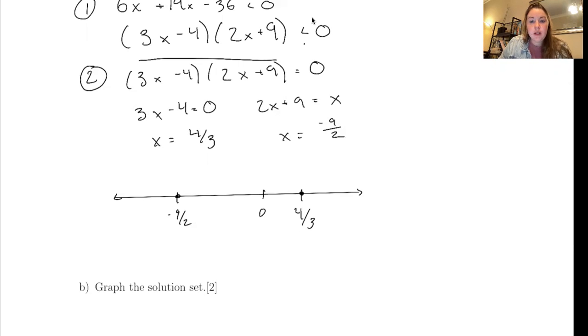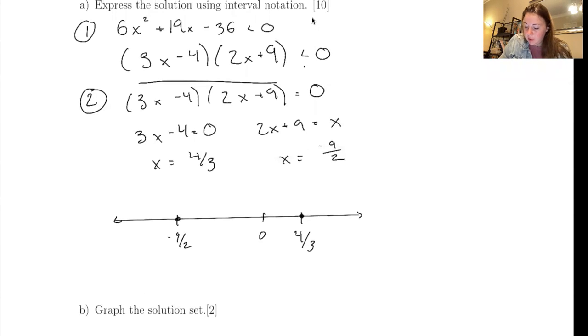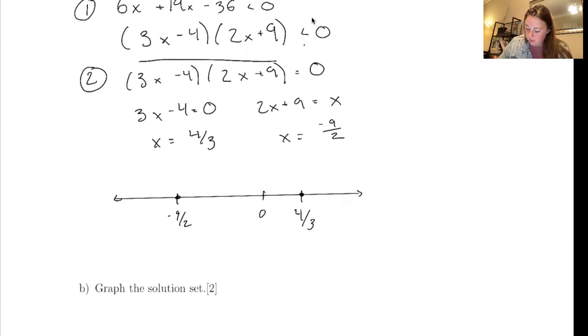We have our number line now, and I know where this expression equals 0. So now what I'm going to do is take a value from each one of these intervals, right? So I have this interval, which is -∞ to -9/2, -9/2 to 4/3, and 4/3 to infinity. Those are all the intervals that I could possibly have in my answer. I can't include -9/2 or 4/3 because that's when the expression equals 0, and that's not what I'm looking for. I'm looking for when it's strictly less than 0.